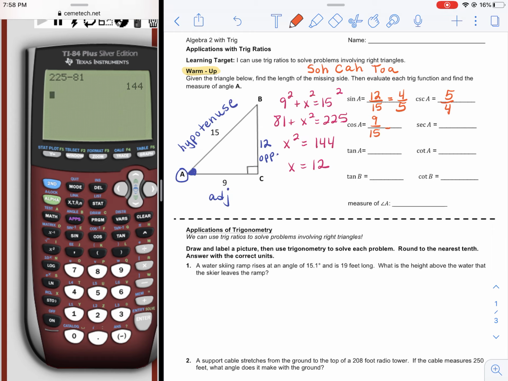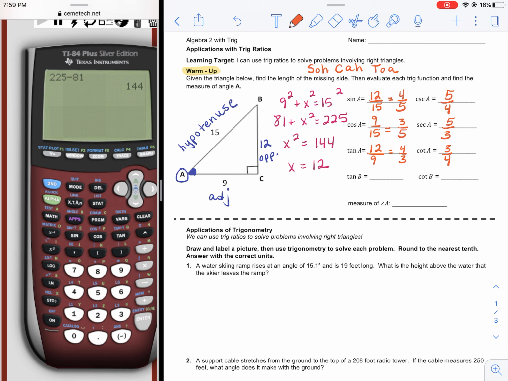Again, those are both divisible by 3, and so I'm going to reduce that to 3/5. And then the secant is going to be the reciprocal of the cosine, which is 5/3. The tangent of angle A is the opposite side over the adjacent side, so I get 12 over 9. And then if I divide by 3, I get 4/3. The cotangent is the reciprocal of that, which is 3/4.